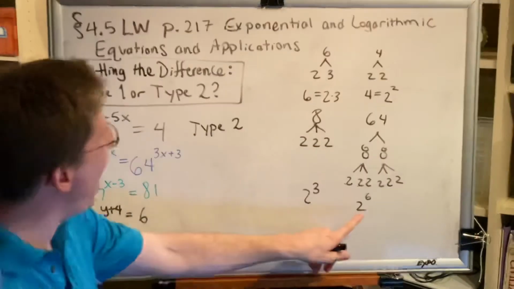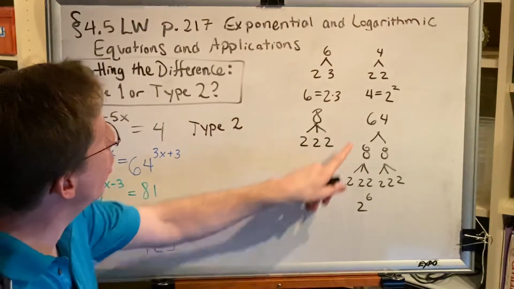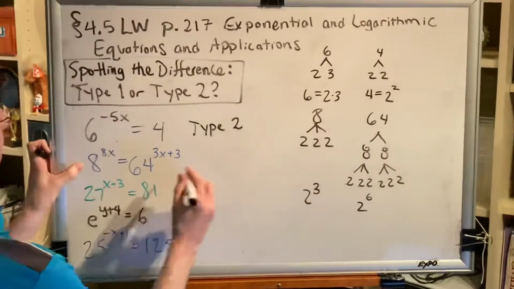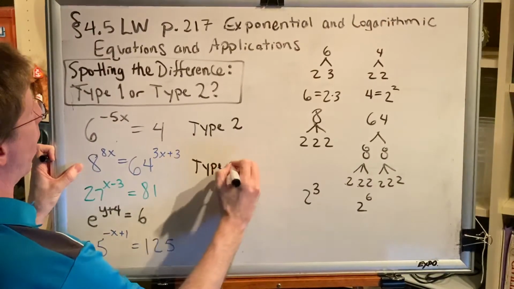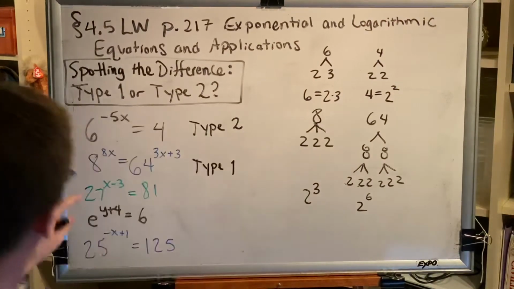Notice that these can be written as a common base. 8 is 2 to the 3rd, 64 is 2 to the 6th. And since we can make the bases match, that makes this a type 1 problem. So we will use the type 1 method. All right, next.